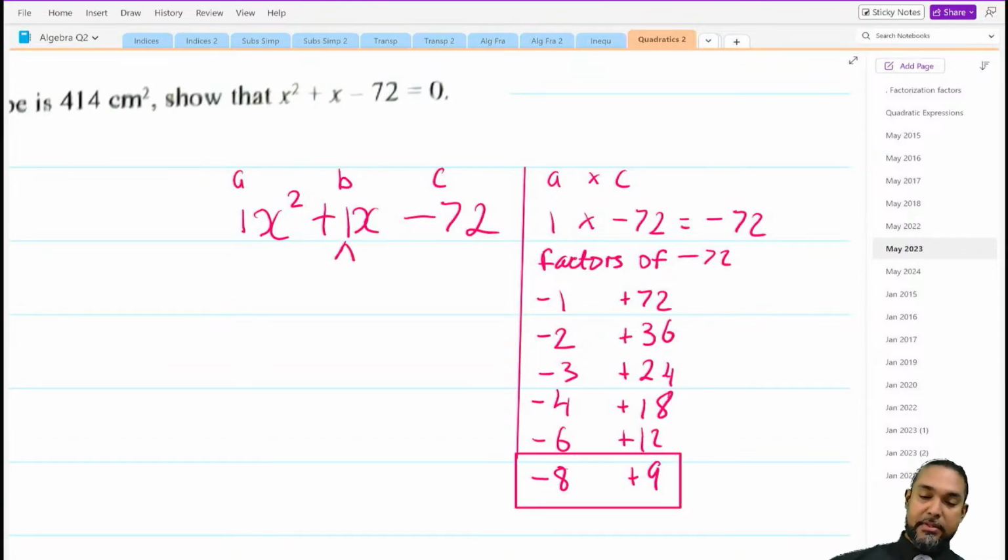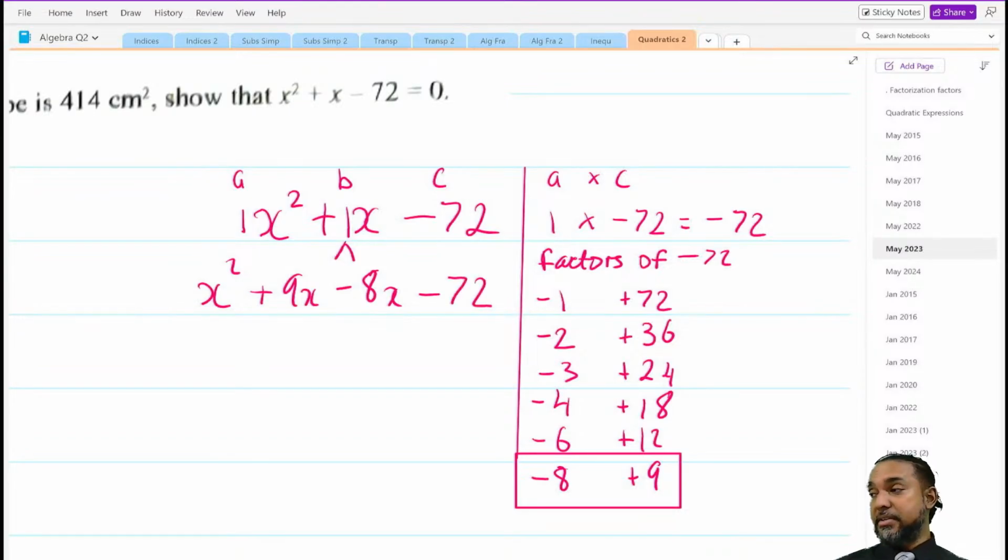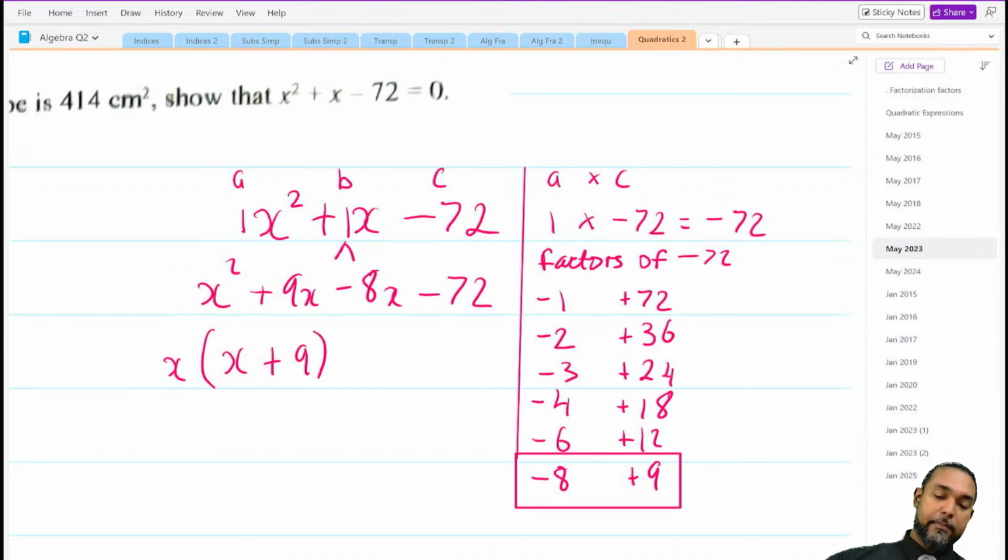So we split this, right? So 1x could be written as 9x minus 8x. Now you don't have to put the 9 in the front. You can put the minus 8 in front and 9 to the back. It doesn't matter. Now we then factorize by grouping. Between x squared and 9x, x is the common factor. And when we factorize, you're going to get in the bracket x plus 9.